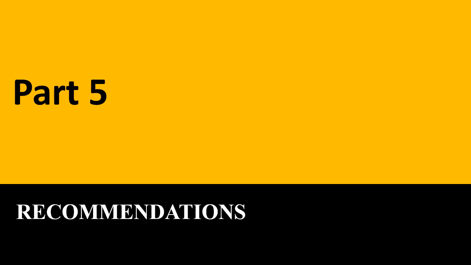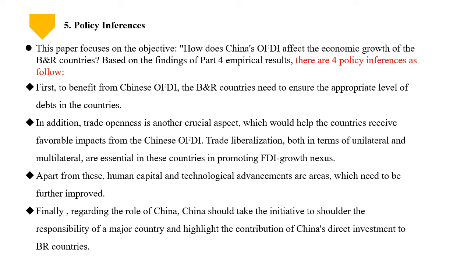For part 5, recommendations. This paper focuses on the question: how does Chinese OFDI affect the economic growth of the Belt and Road countries? There are 4 policy inferences as follows. First, to benefit from Chinese OFDI, the Belt and Road countries need to ensure an appropriate level of debt. Second, trade openness is another crucial aspect which would help the countries receive the favorable impact from Chinese OFDI. Trade liberalization, both unilateral and multilateral, is essential in these countries in promoting FDI growth.